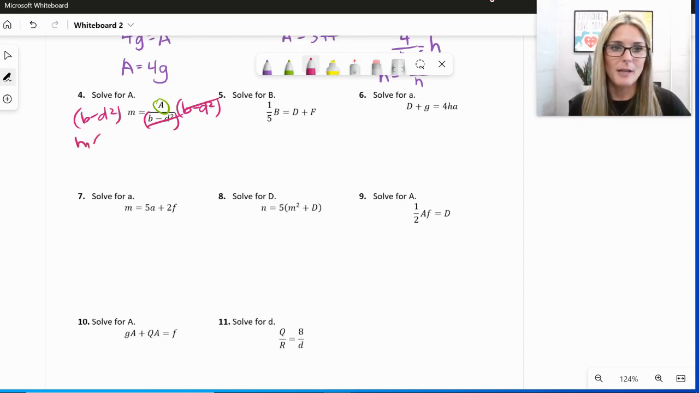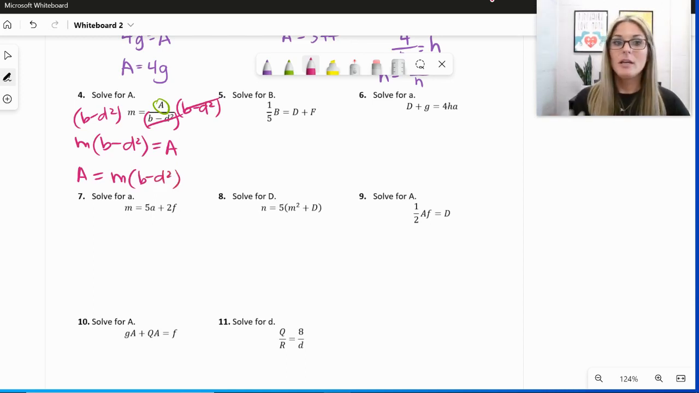We don't usually multiply a single thing at the back of our parentheses, so I'm going to move the M to the front of my parentheses. M times the quantity of B minus D squared equals capital letter A. Guess what? I'm done. I'm going to flip it over so that it says A equals M times the quantity B minus D squared. Now, if you had left the M behind the parentheses, it would still be right.